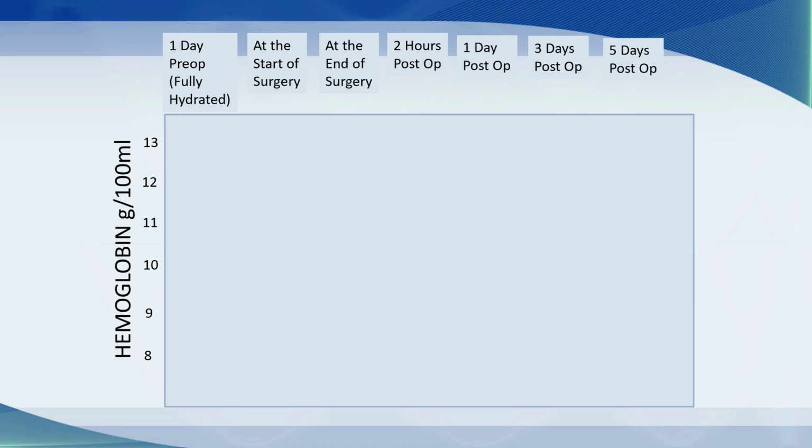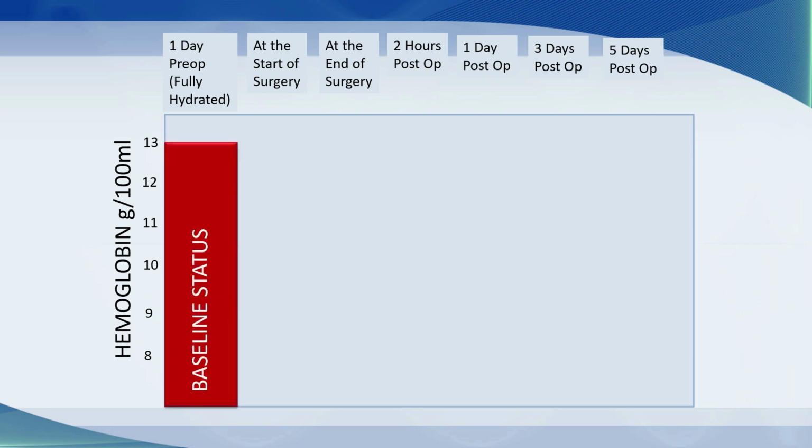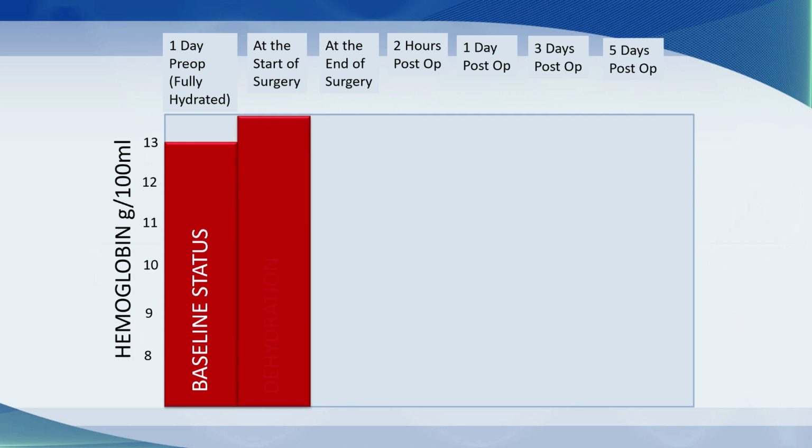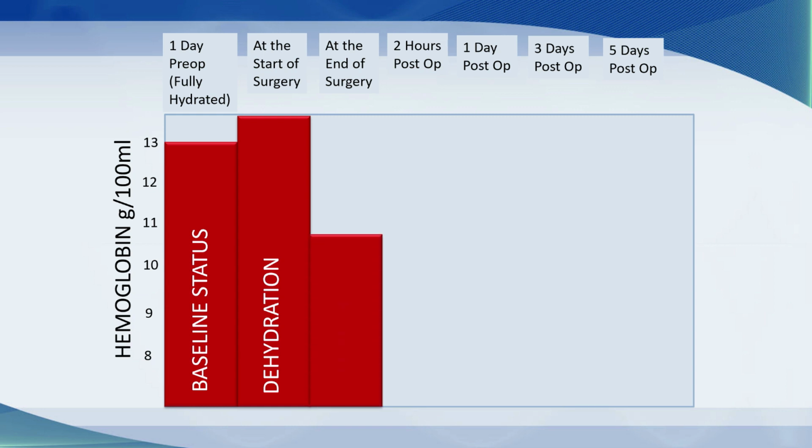This concept of hemoglobin dilution is actually quite helpful when reviewing blood tests in the perioperative period. In the case of Sophie, 1 day pre-op, when she was at steady state, her hemoglobin was 13 grams per deciliter. She's been fasting now for 8 to 12 hours, so is probably a little bit dehydrated. At the beginning of the surgery, hemoglobin might be a little bit higher than that. At the end of the operation, having received 3 liters of fluid, her hemoglobin will have fallen, sometimes by a few grams, without much blood loss.